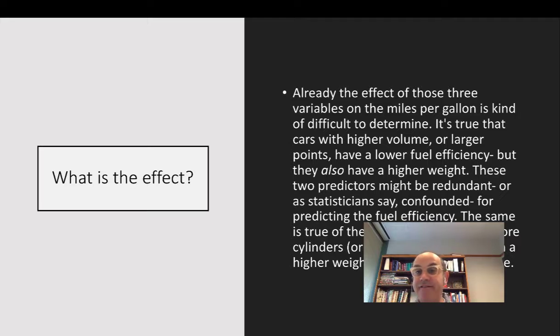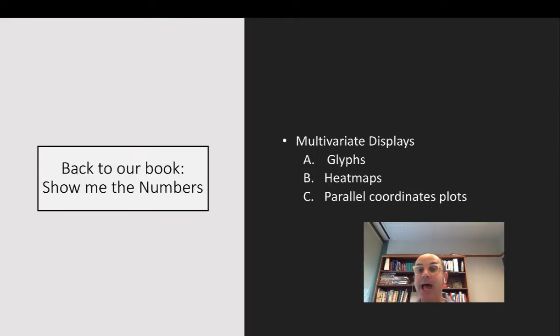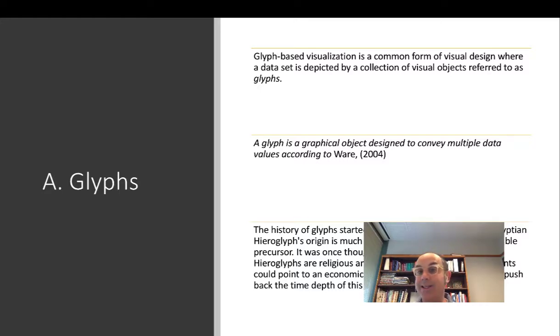So what is the effect? The effect is that we are trying to determine if it is true that cars with higher value or higher points have a lower fuel efficiency, but also have a higher weight. So those two predictors are what we are trying to establish with our analysis, and by using it, we can use, for example, a heat map, or we can do coordinate plots or Farley graphs. All of that goes back to what it entails.